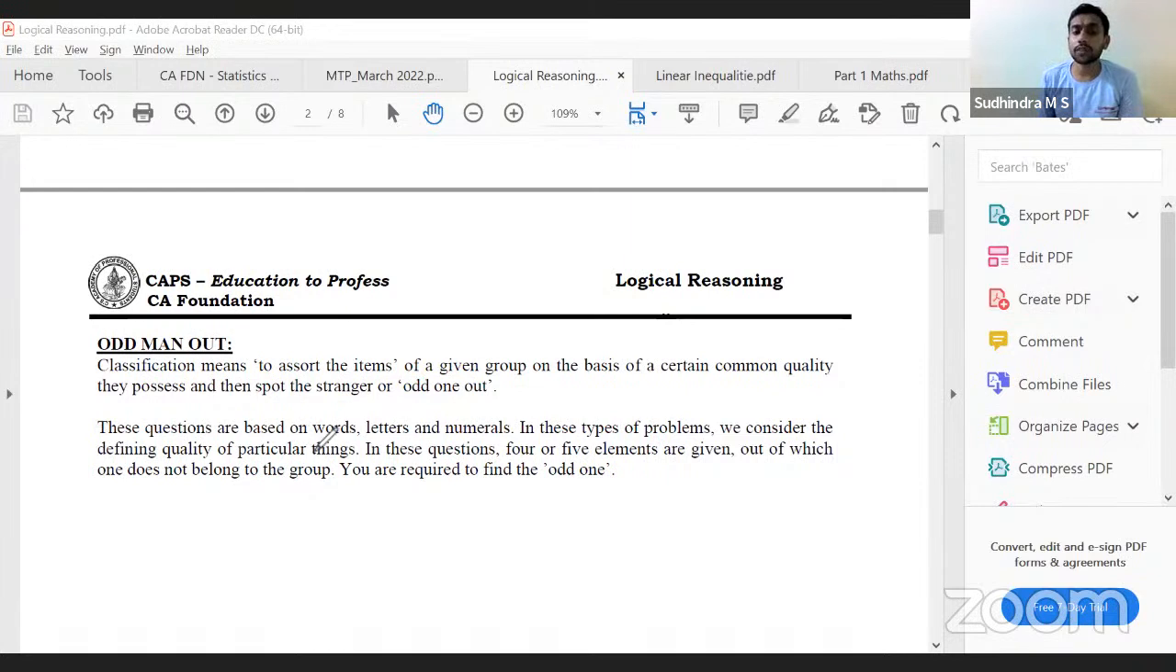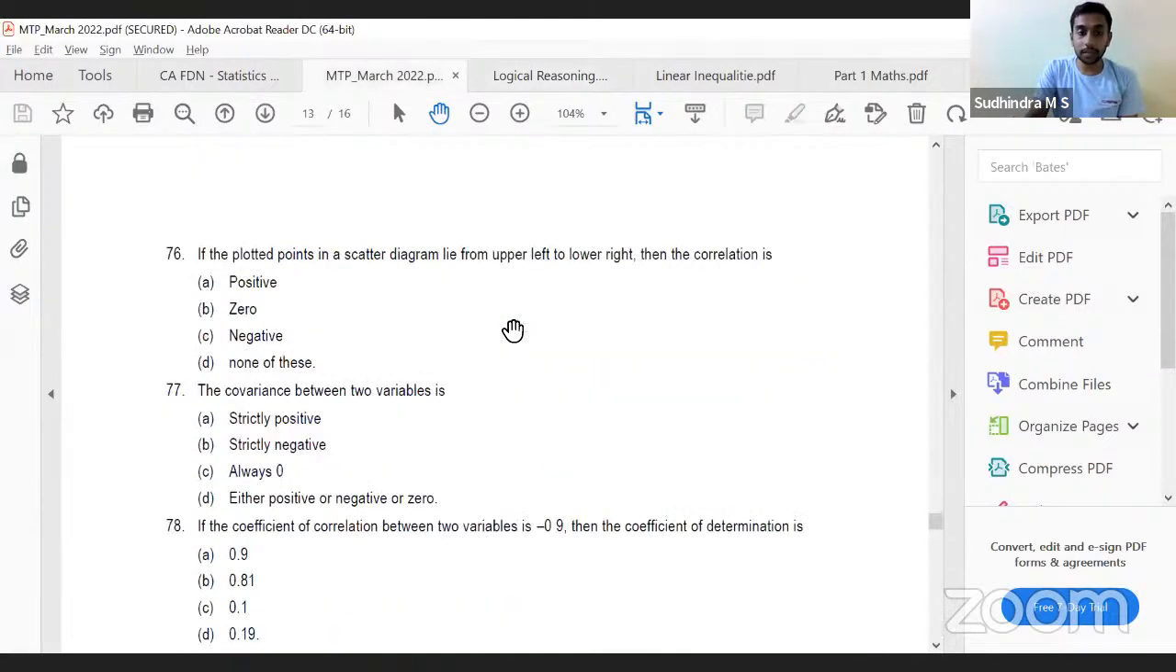So these questions are based on words, letters and numerals. In this type of problem, we consider the defining quality of the particular things. So what is common among them? The defining quality among the things, we have to identify that and then get the odd one out. Sometimes it could be a little tricky to identify the odd one out. 4 or 5 elements are given, out of which one does not belong to the group. You have to find out the odd one. There is nothing much to discuss here with regard to logical reasoning because there is no concept as such. So we have to apply the logic and then get the answer. Better we go with answering some questions so that it will be easy.